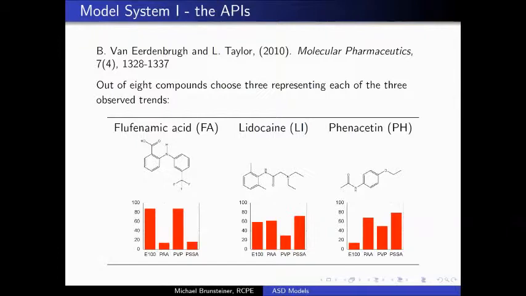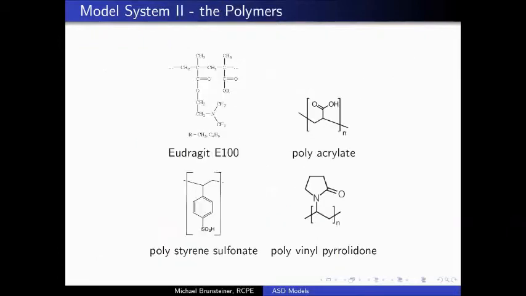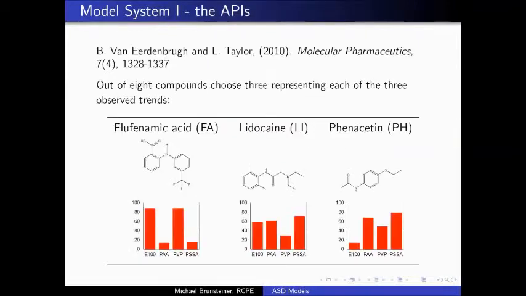We didn't do that. We just took that from the literature. These are 3 different APIs, drug compounds, and we combined that with 4 different polymers and try to see if we can predict the relative stabilities. And the stabilities are actually here.